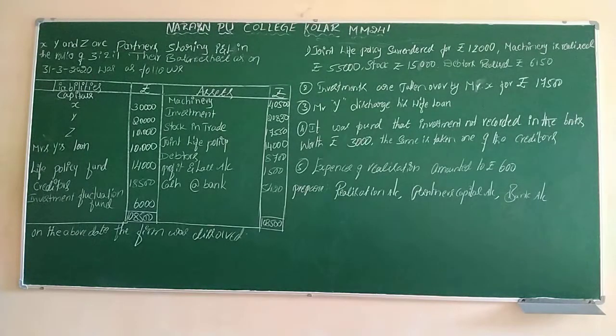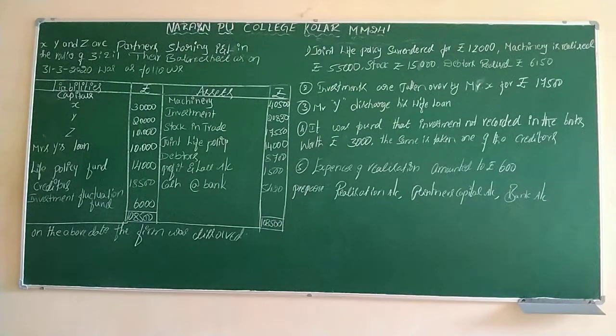With the help of this information, we have to prepare the realization account, partners capital account as well as bank account. These are the accounts which we compulsorily have to prepare at the time of dissolution of a partnership firm. Okay students, first we have to classify the balance sheet and adjustments. Later on we will move to the solutions. Just use your imagination.